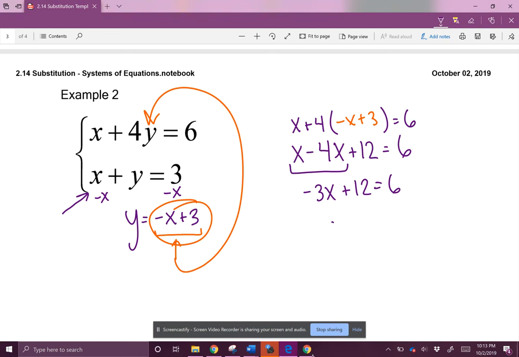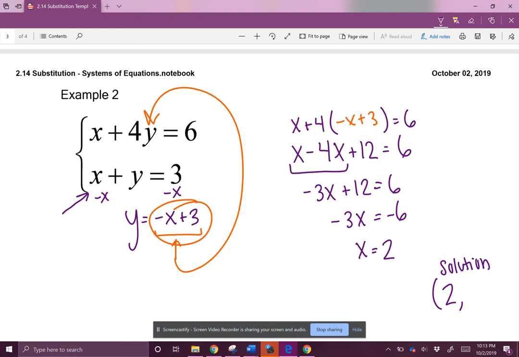Subtract 12 on both sides, we have negative 3x equals negative 6. Divide by negative 3 on both sides, and we get a positive 2. So right now, I know that my solution to this system has an x value of 2.